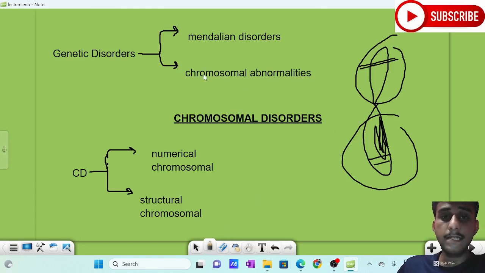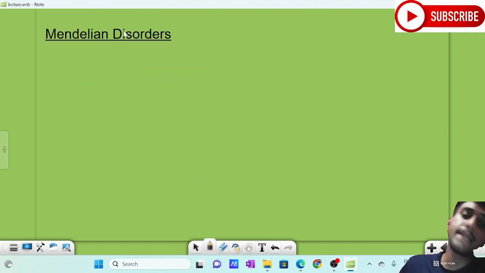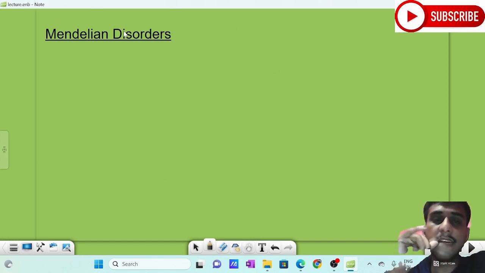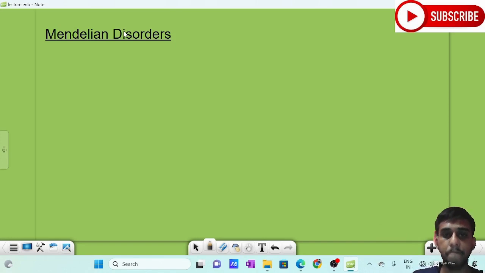So now we have discussed the chromosomal abnormalities. Now the next one is the Mendelian disorders. Why is it given as Mendelian disorders? Because these disorders are passed to the next generation according to the Mendelian principle of inheritance. The disorders have an exact passage to the next generation by following the Mendelian principle of inheritance.